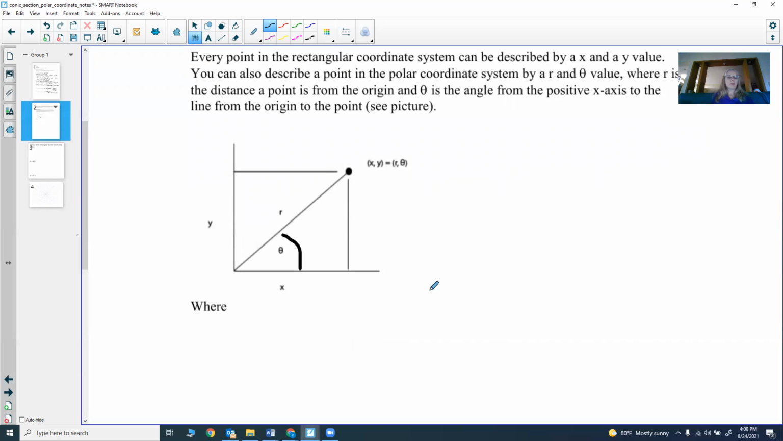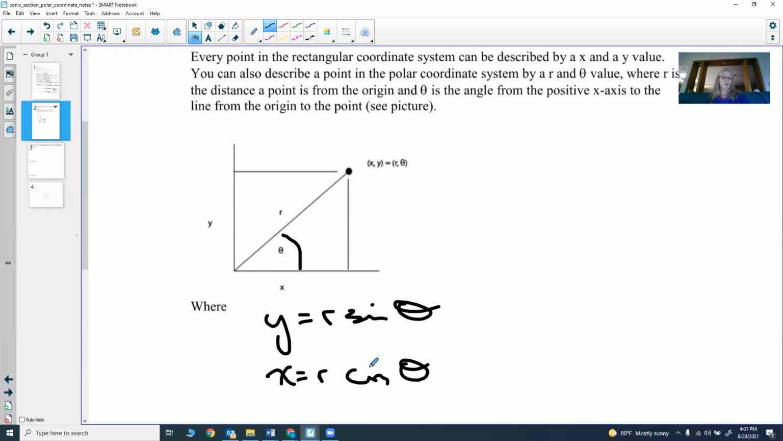So let's see if we can figure out what these things are. Using right triangle trigonometry, SOHCAHTOA, sine is opposite over hypotenuse, which is y over r. So y is equal to r sine theta. Adjacent over hypotenuse is cosine, and that's your x. So x is equal to r cosine theta. If you know your polar coordinates, you can go to rectangular coordinates quite easily using this relationship.